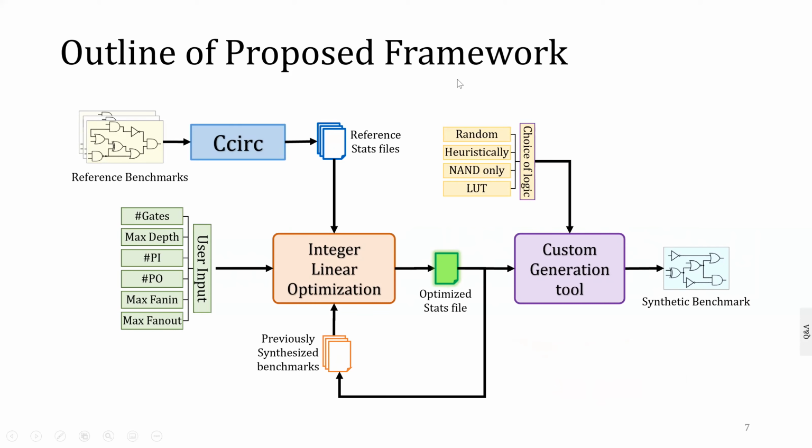The generation tool takes input for the logic choice, which can be random or any heuristically driven logic assessment. And also, this new optimized stat file is included in the database to be used in the future generation of synthetic benchmarks. Now, if we look into the depth, this part of the framework I have already explained, so I will skip. And let's move on to the statistical files and what these files contain.